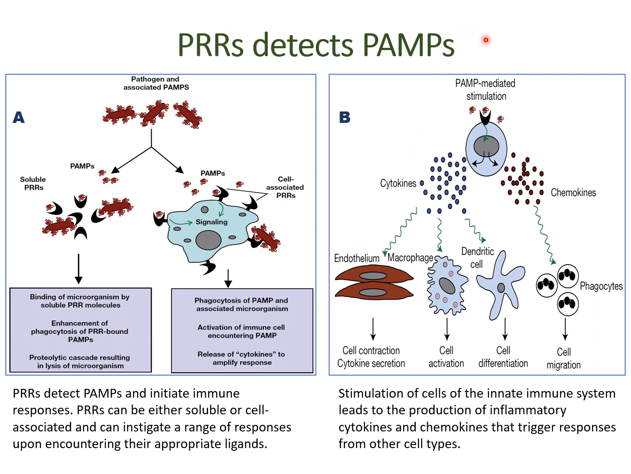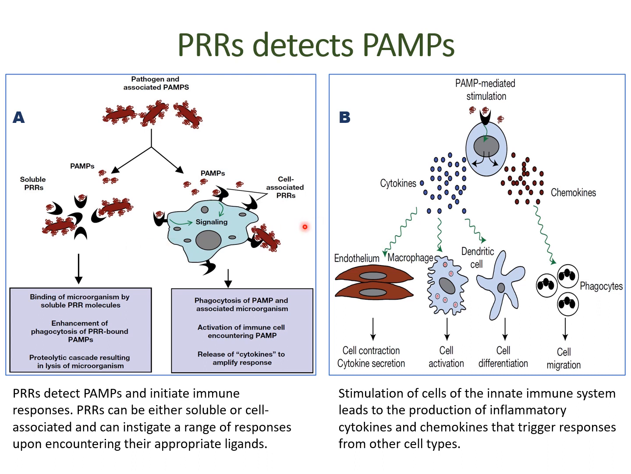Here is an example of PAMP of a pathogen getting recognized by PRR of host cells. PRR detect PAMP and initiate immune responses, which can be either through soluble or cell-associated PRR. PAMP of microorganisms bind to soluble PRR. PRR that are coated with PAMP will enhance phagocytosis through macrophages, which leads to lysis of microorganisms.